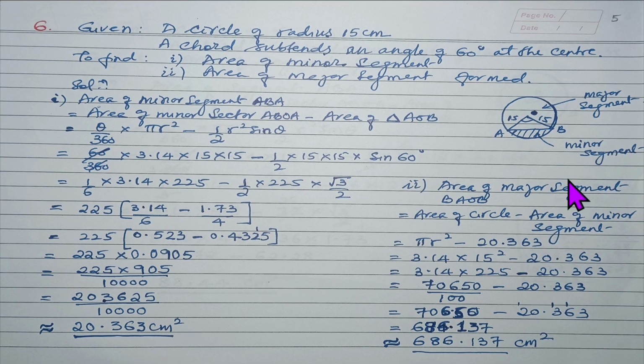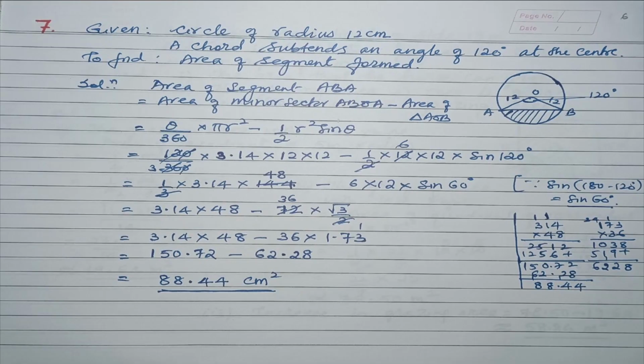Now the area of the major segment, that is BAOB, can be easily found out. We have to find the area of the circle first and subtract the area of the minor segment. So the area of the circle minus the area of the minor segment will be the area of the major segment. The area of the circle is pi r square, which is 3.14 into 15 square, that is 706.50, minus 20.363, and we get the answer as 686.137 centimeter square. That is the answer for the area of the major segment.